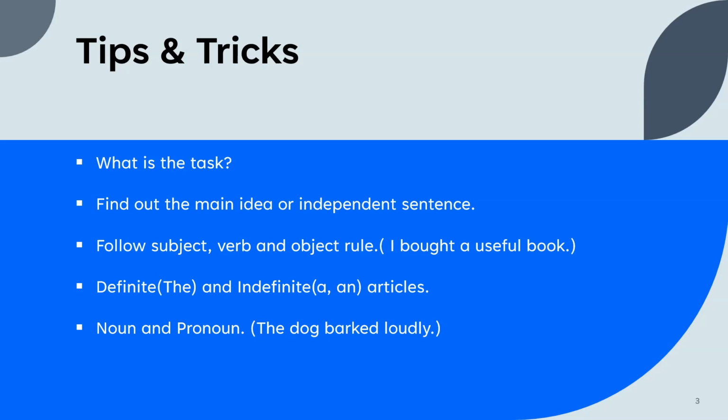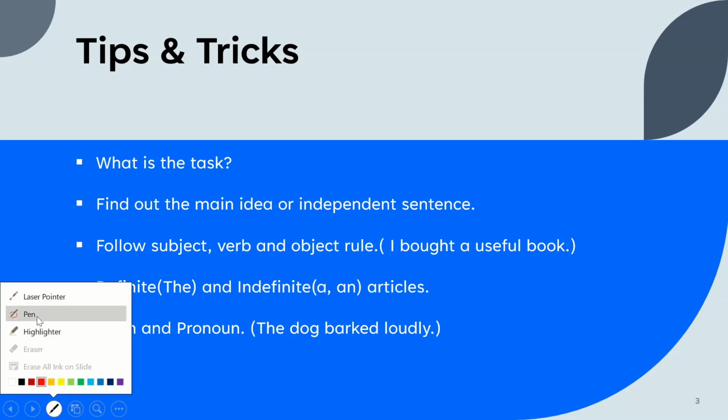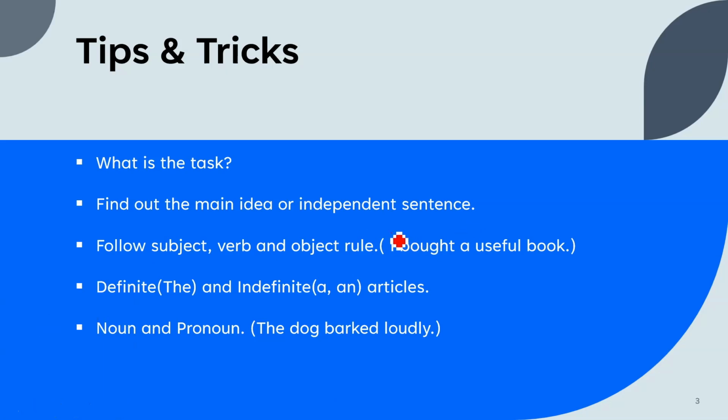Next is follow the subject, verb and the object rule. Now first understand what is subject and what is object. The subject in the sentence is the thing that performs the action of the verb, whereas the object is the person that is impacted by or involved in the action. Now, as the example showing on the screen, I bought a useful book. Now, I is the subject, bought is the verb, and useful book is the object.